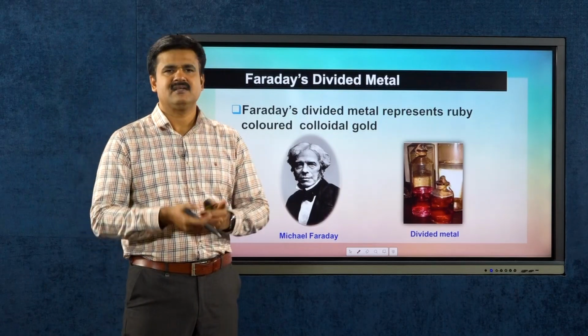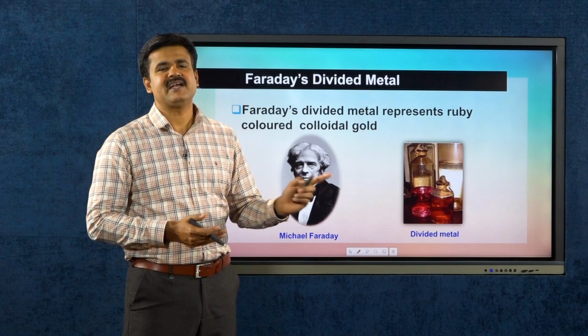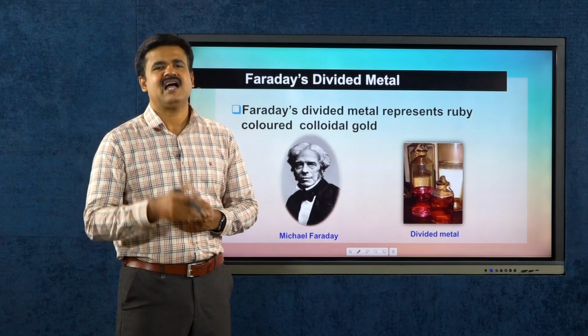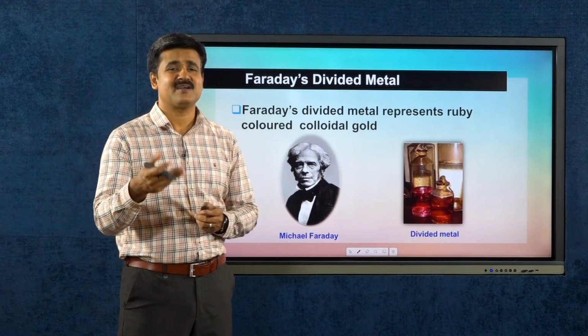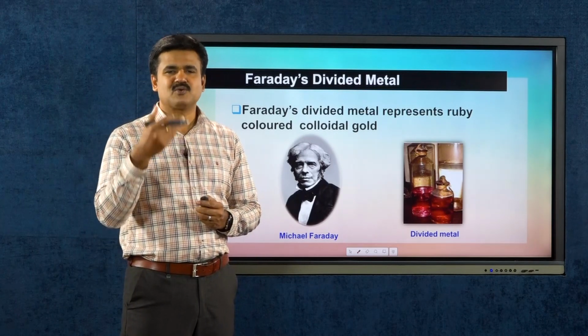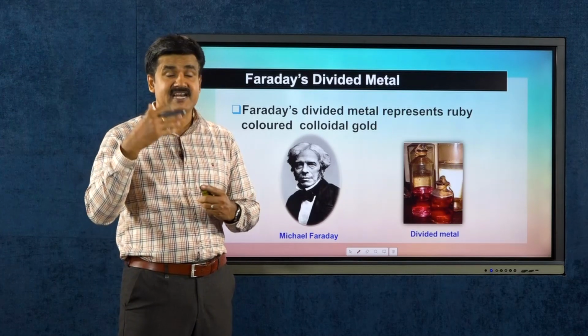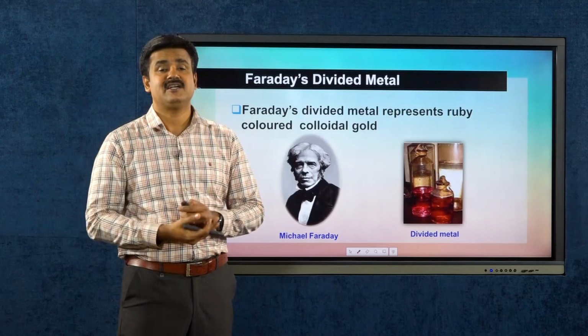Faraday prepared a solution that was later named divided metal, and it is shown here. In the picture, it is clear that this ruby colored liquid is nothing but gold. He prepared it by some chemical reactions, and he arrived at the conclusion that it consists of very small particles of gold. That is, gold nanoparticles or small particles are obtained by dividing the bulk metal. Hence, Faraday himself called it divided metal.